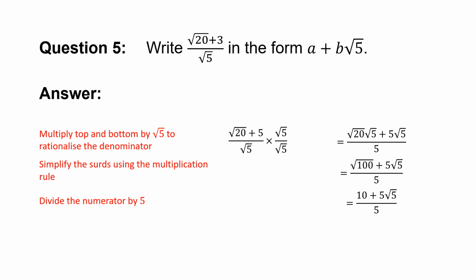So simplifying this, the root 100 is just 10. So we have 10 plus 5 root 5 over 5. And now we have a 10, a 5, and a 5, all of which can be divided by 5 to just give us 2 plus root 5.